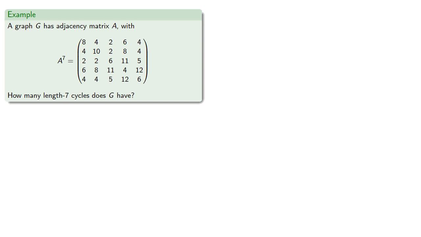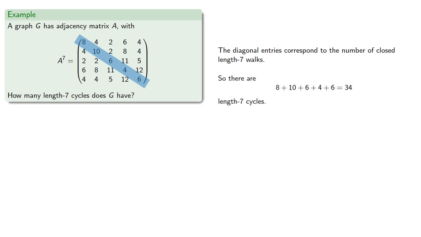A graph G has adjacency matrix A with A to the 7th equal this thing. How many length 7 cycles does G have? The diagonal entries correspond to the number of closed length 7 walks. So we'll add them up and find we have 34 length 7 cycles. Or are there?